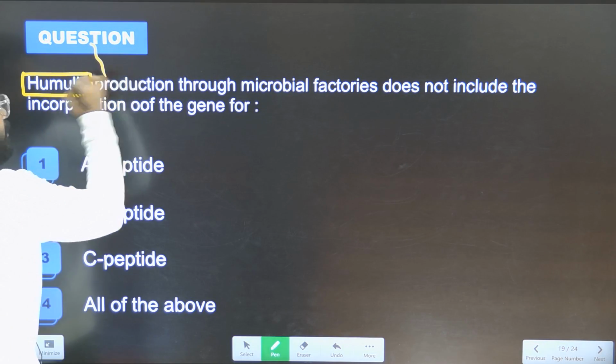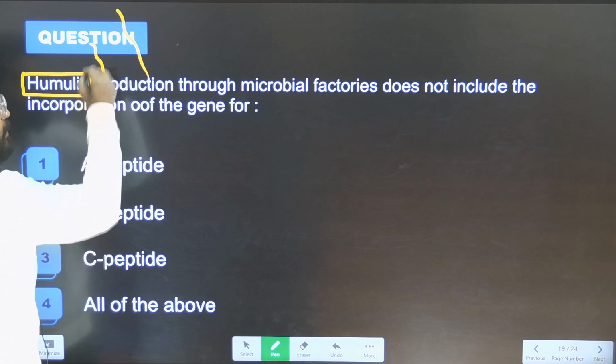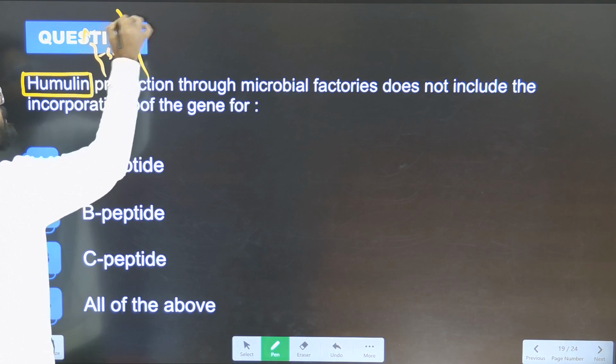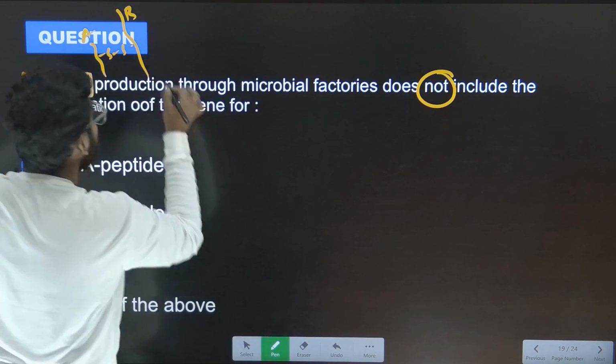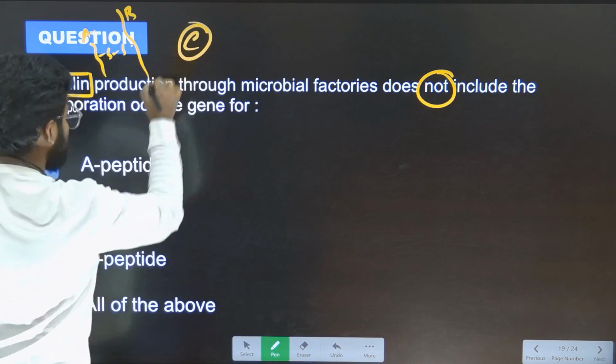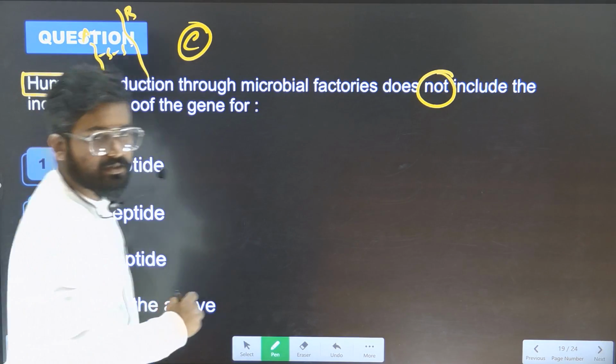We take one A chain, we take one B chain, we connect them by disulfide bridge. We need A and B. The question asks which chain is not present here. The answer would be C chain. Clear?